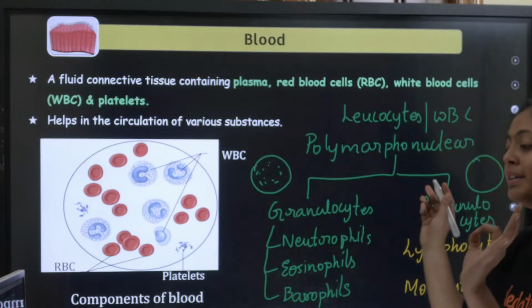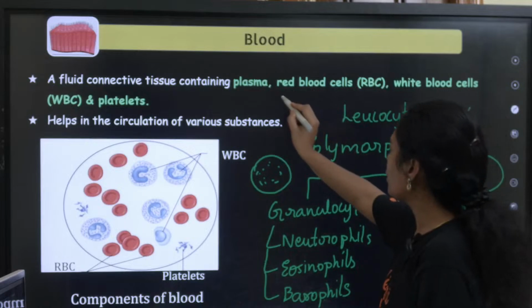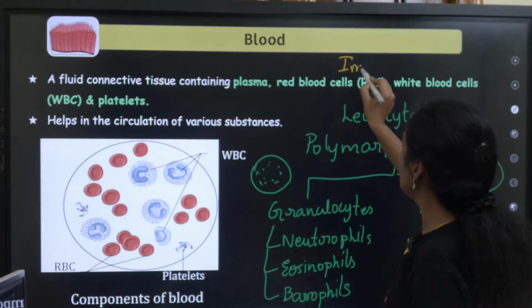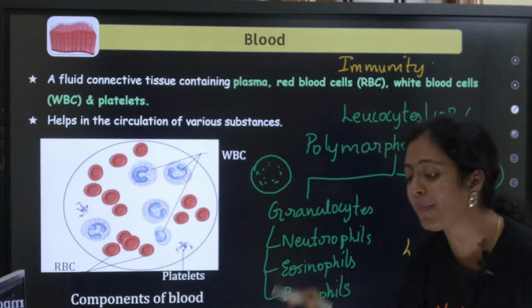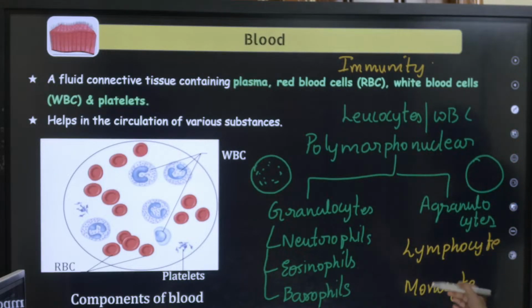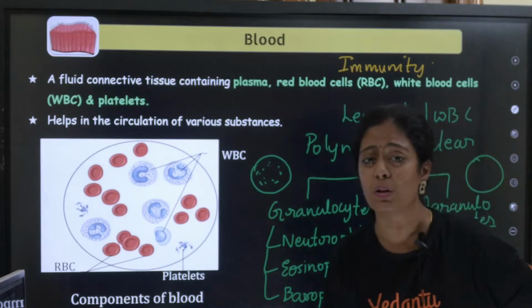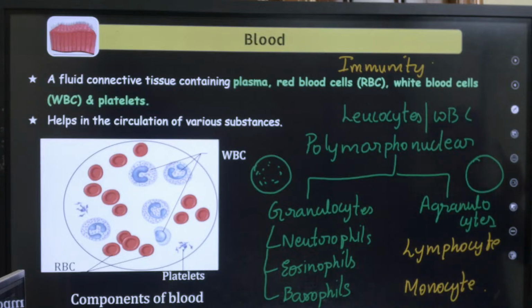Classification of WBC. Okay, what will all of these do, guys? It is going to help in providing immunity. Okay, all of these help with immunity. The functions of neutrophil, eosinophil, basophil, and the functions of lymphocyte and monocyte, I have done in body fluids and circulation. You can go and check it out. Okay, yes, now let's stick to the topic.